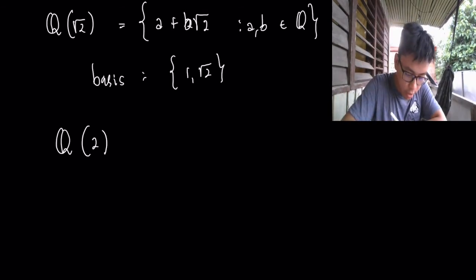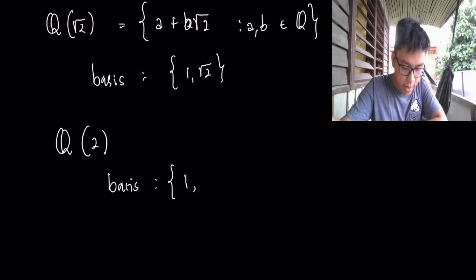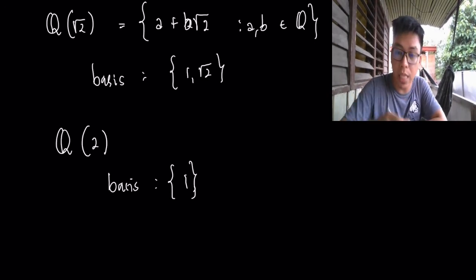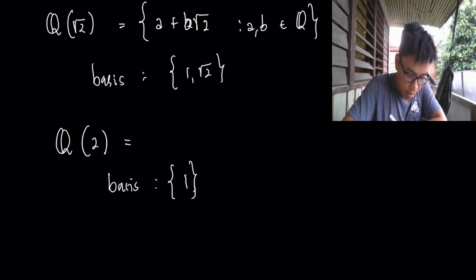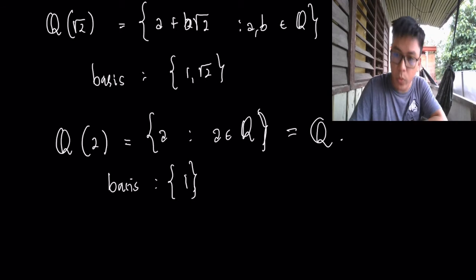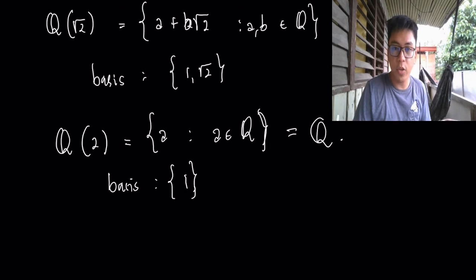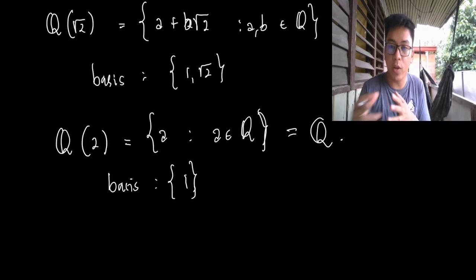Now, let's try to check this. The basis is 1, of course, because 1 can span anything, but we no longer have any other basis element because 2 is already spanned by 1. So technically, the basis is a singleton containing 1, which in this case means Q of 2 is the set of a, where a is coming from Q. And technically, this only implies that Q of 2 is equal to Q. Why? You might want to pause the video first and try to think of the answer for why Q of 2 is equal to Q.